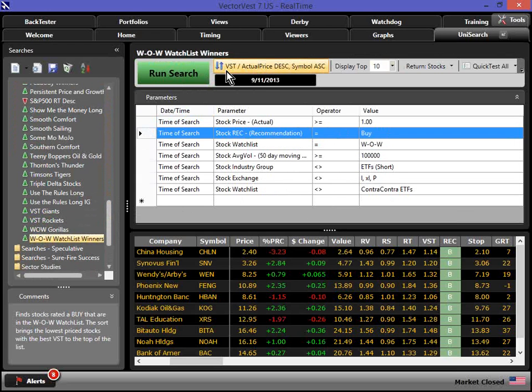And notice this sort up here. It sorts them by VST divided by actual price, which means these stocks are going to have a high VST but a relatively low price. I'm not going to get into the math and how this works, but basically that's how it works. All right, so that's another search.